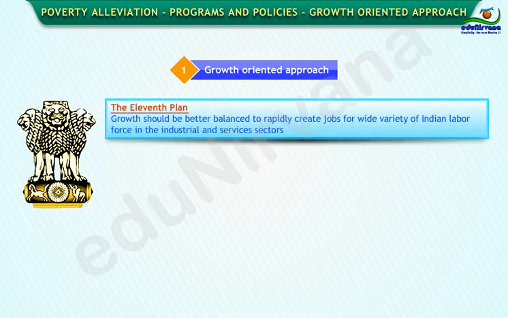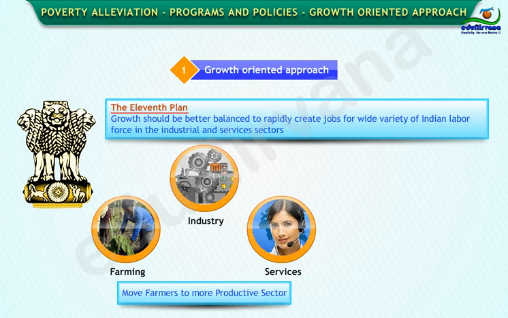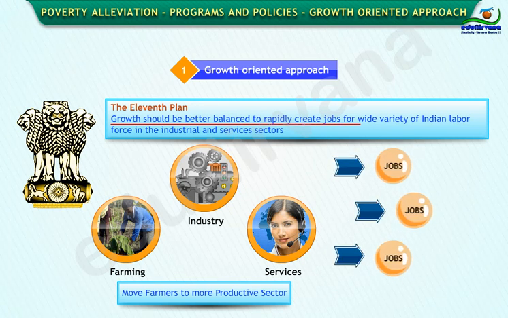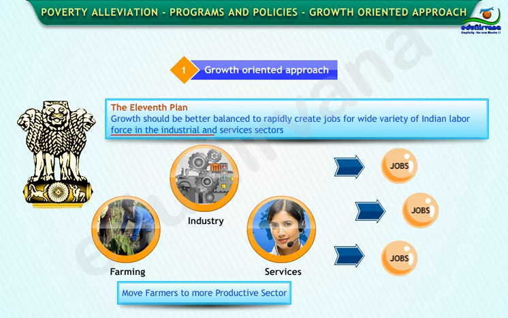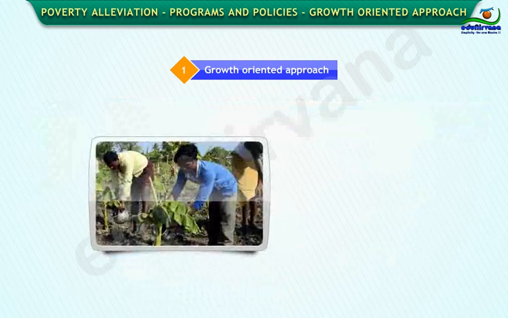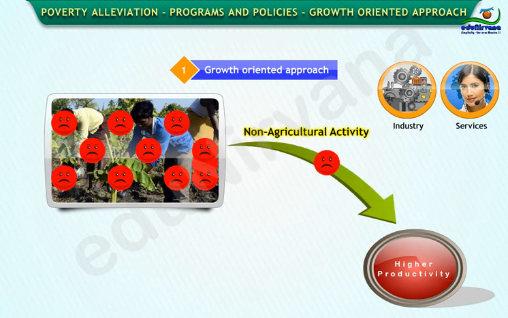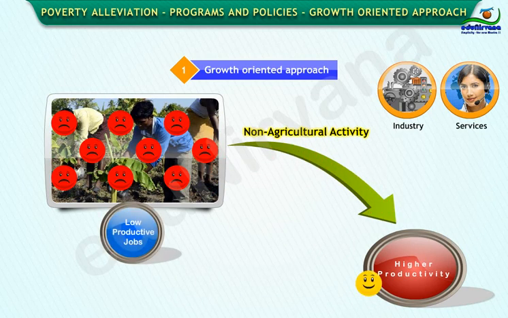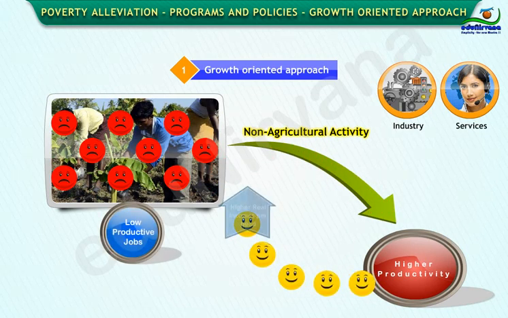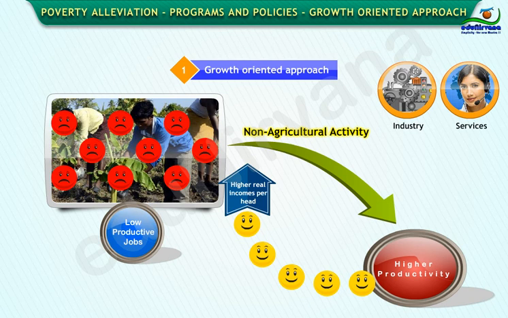In the 11th plan, government has clearly mentioned that growth should be better balanced to rapidly create jobs for wide variety of Indian labor force in the industrial and services sectors. It is necessary that if a significant portion of them are to shift out of agriculture, they have to shift from low productivity employment into a non-agricultural activity that can provide higher real incomes per head.